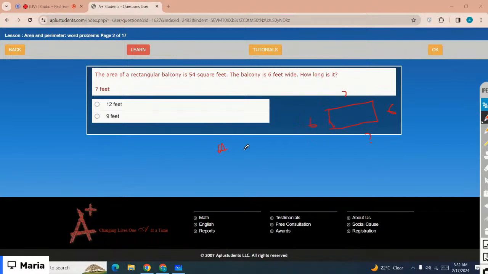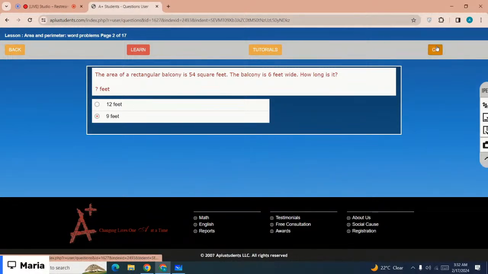When we calculate the area of a rectangle, that would be length times width, right? Width is given as 6, length you have to calculate, and area you are given 54. So divide both sides by 6, then L equals 9, since 6 times 9 is 54. So the correct option is 9 feet. Option number 2 is the correct option.